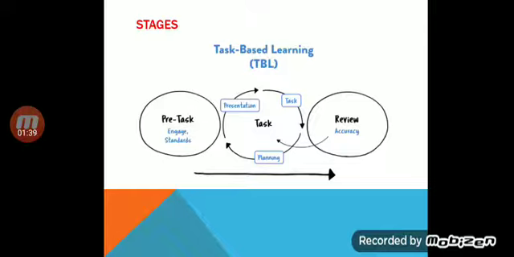Task-based activities are described in terms of three stages. In the pre-task stage, students are prepared for the task that is going to happen. The during-task stage involves performing the task. And finally, in the last one, the learner engages in some sort of follow-up activities.